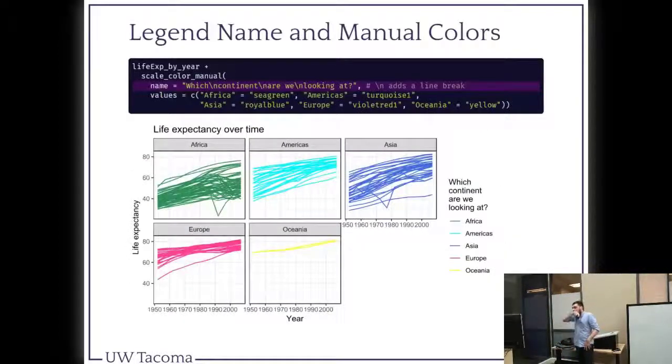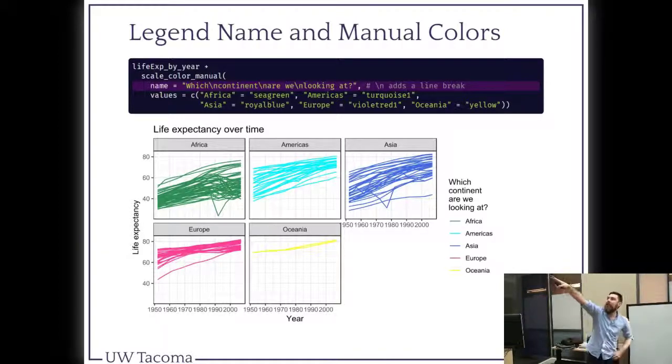Okay. So, here's an example of tweaking things manually in a plot. I've done that same plot I had before, in fact, I'm just adding to it, the life expectancy by year plot. And then I say, okay, I'm going to do a manual color scale to it. I say scale_color_manual.